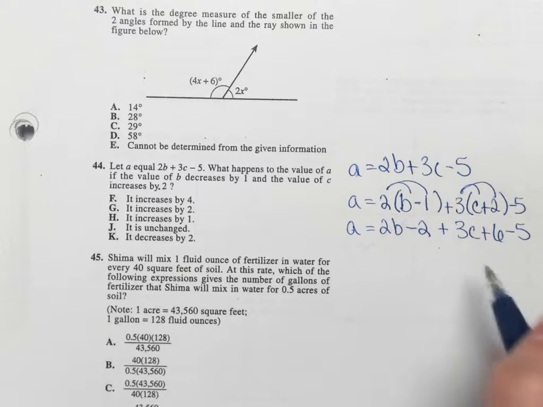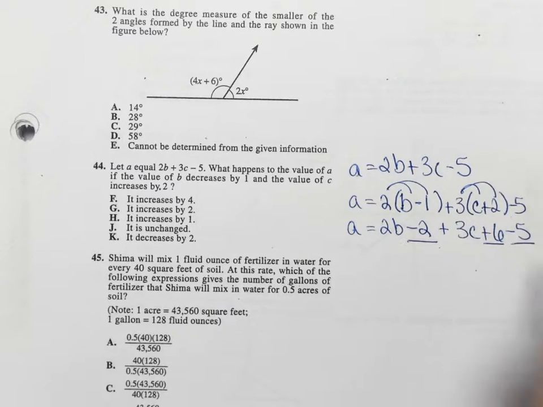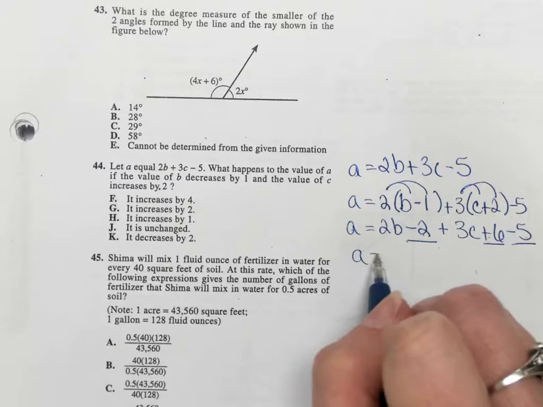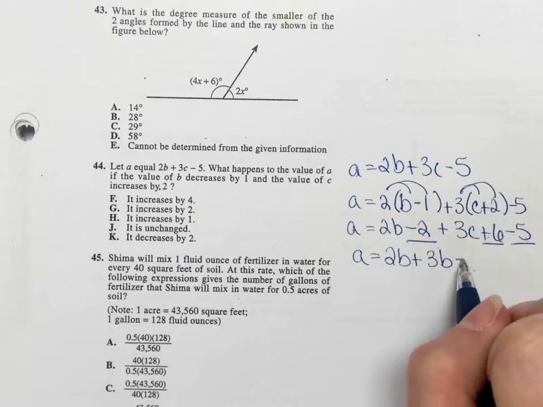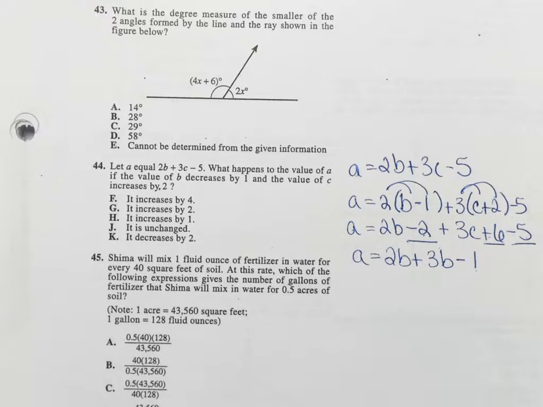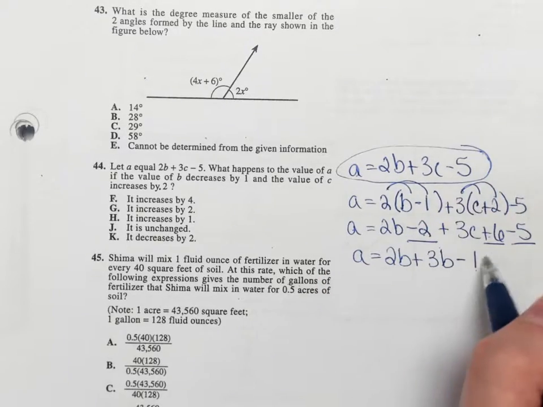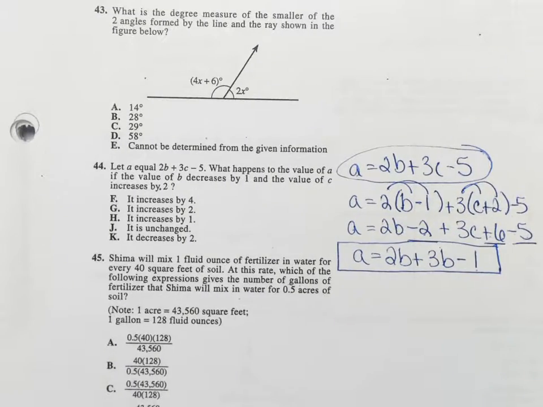Add the what? And negative 5. Very good. What's negative 2 plus 6 minus 5? Use your calculator. Negative 1. Very good. Okay, so you go from 2B plus 3C minus 5 to 2B plus 3C minus 1.